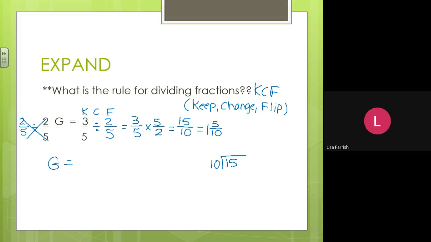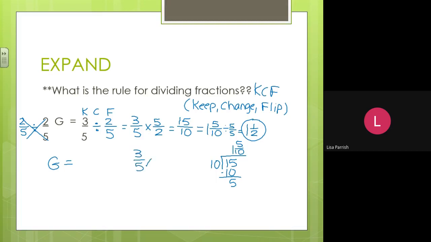So 10 goes into 15 one time, which is 10. And then you still get 5/10. Now look and see if that will reduce. We can divide that by 5, and we get 1 1/2. Okay, 1 1/2.